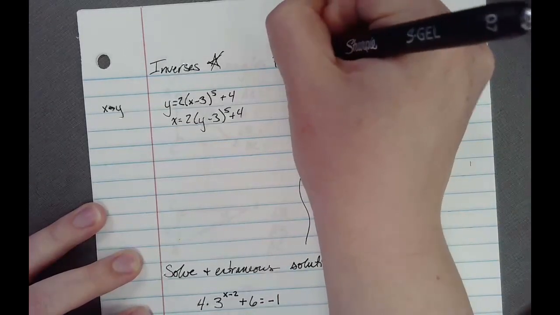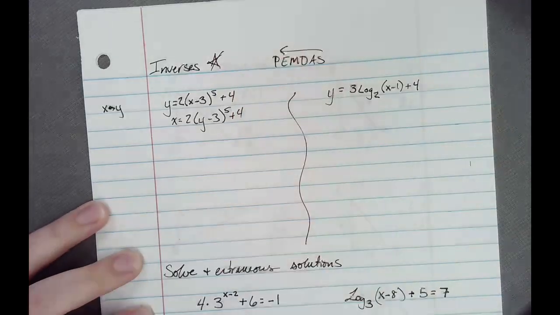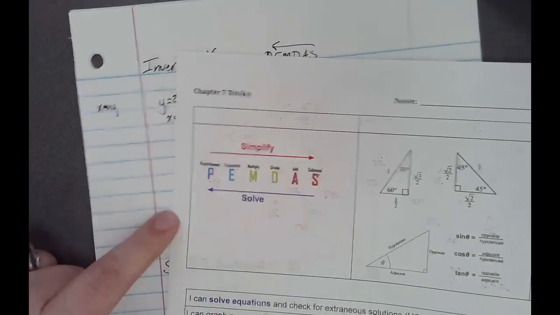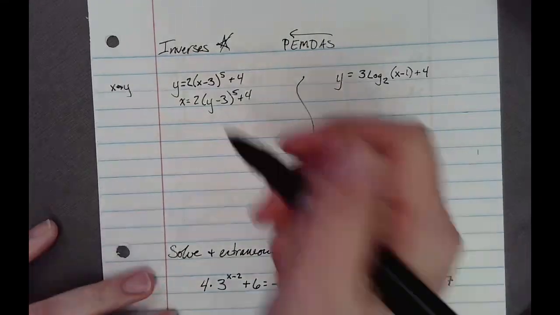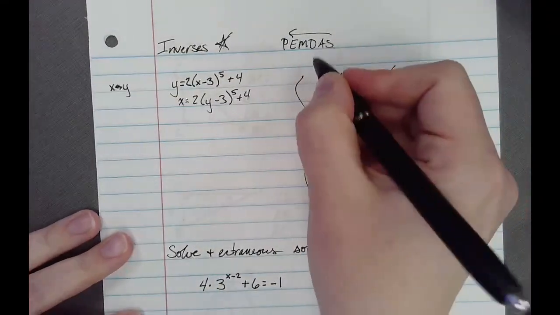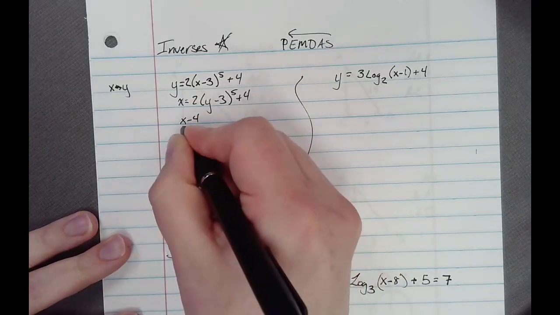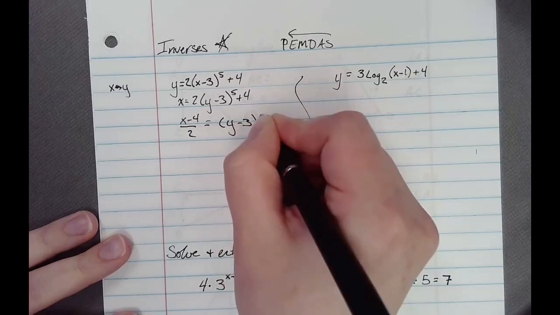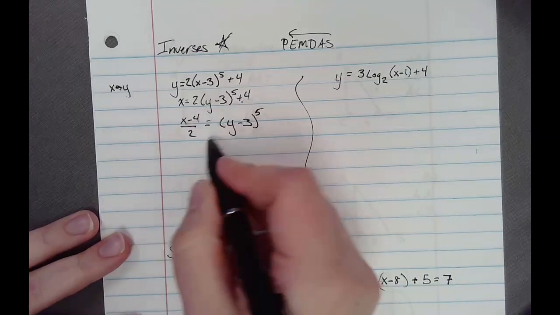Keep in mind that we follow our order of PEMDAS backwards. So on your toolkit, you see PEMDAS written. It says simplify goes this way, solve goes the other way. We're solving for y right now, so we need to get the y by itself. So following my order of operations backwards, I'm going to undo my adding and subtracting first, and then I'm going to undo my dividing second, so I end up with, so I undid plus 4, and then I undid multiplying by 2. That's how I got here.